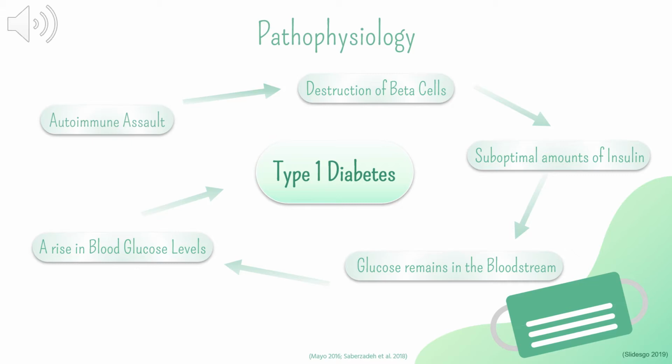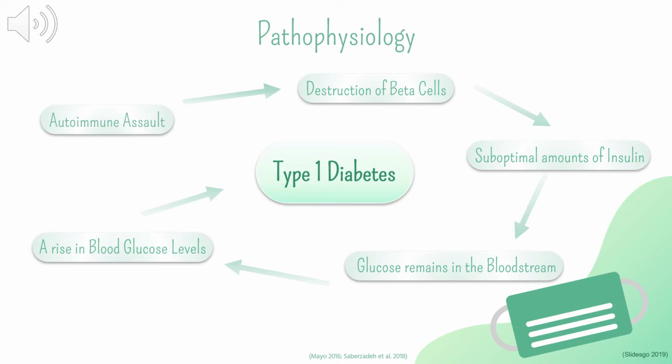Beta cells act as glucose sensors and regulate and produce insulin. They detect rising blood glucose levels and respond by releasing insulin to maintain a blood glucose level of 4 to 7 millimoles per liter. A progressive reduction in the number of beta cells results in a suboptimal amount of insulin being produced to maintain blood glucose homeostasis.